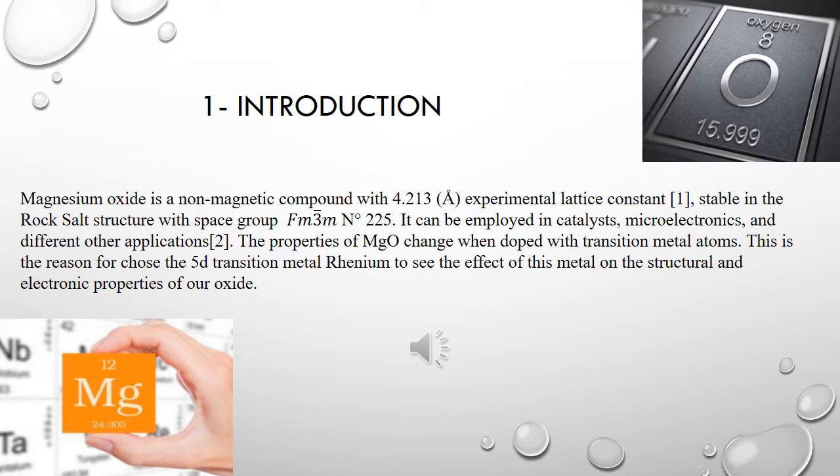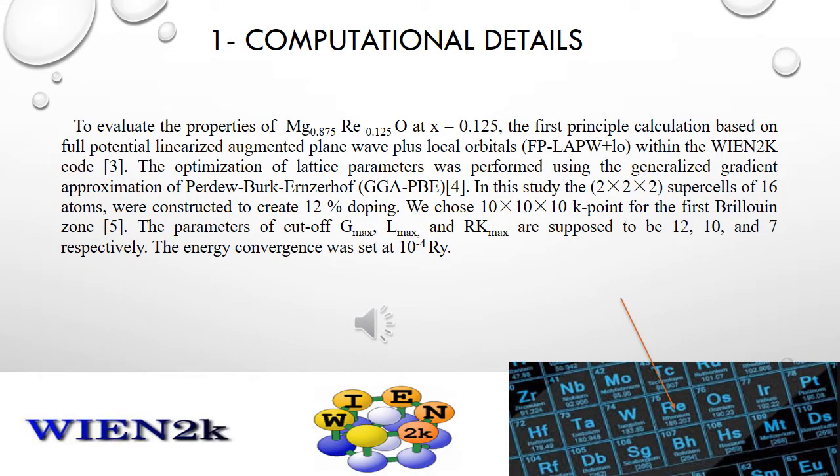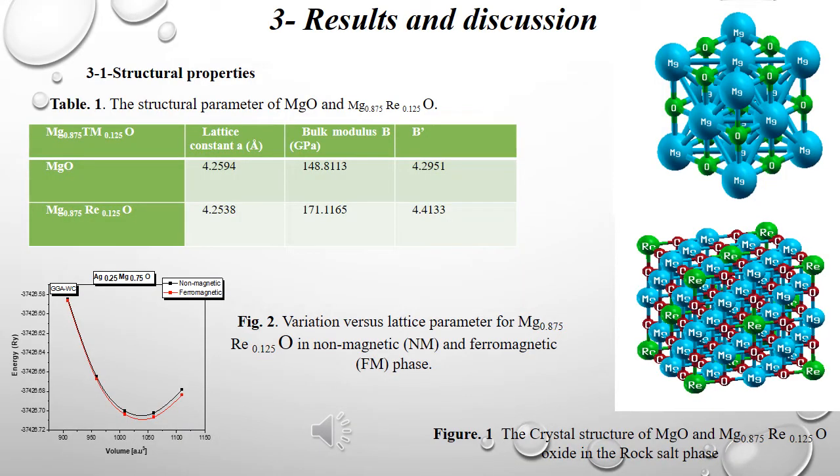our oxide. To evaluate the properties of doped MgO, we utilize first principle calculations based on the full potential linearized augmented plane wave plus local orbitals method with the Wien2k code, using the GGA-PBE approximation. For the results, structural properties.